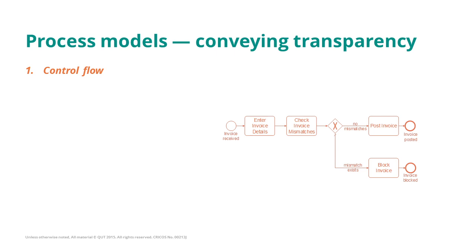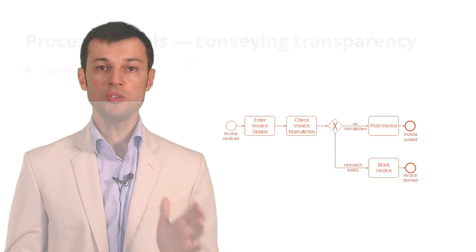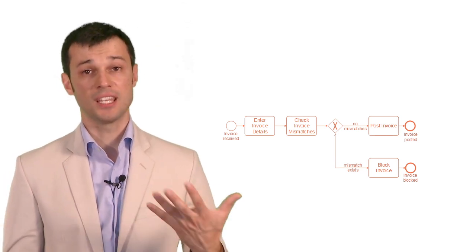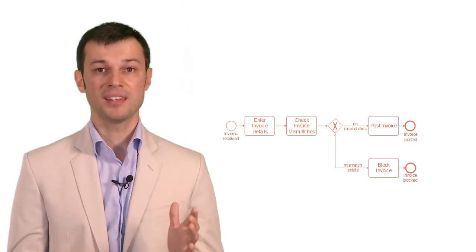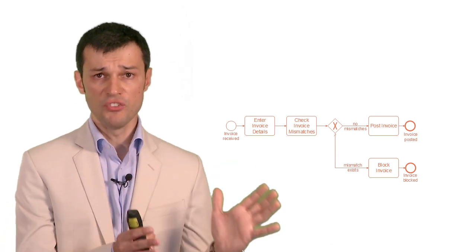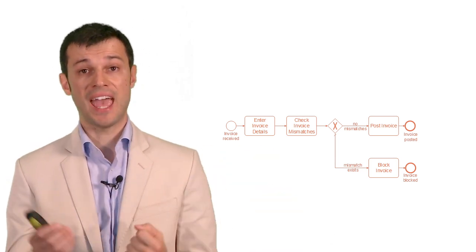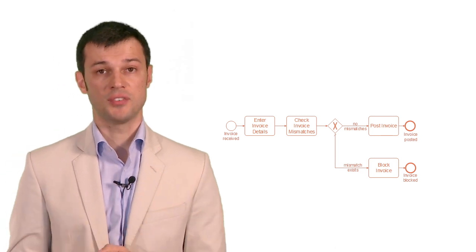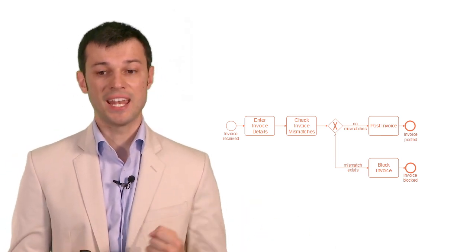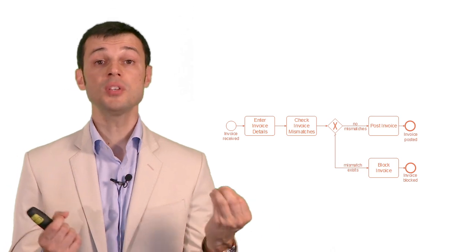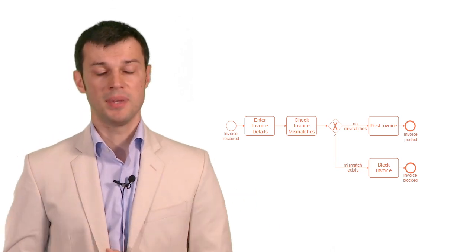Then we need to check the invoice for mismatches, and we may have two possible outcomes of these activities. On the one hand, if there are no mismatches, then we proceed with the posting of the invoice. Otherwise, if there are mismatches, we need to block the invoice. So as you can see in this simple example for handling invoices, we have represented a number of events: invoice received, invoice posted and invoice blocked, with invoice posted and invoice blocked being the two possible outcomes of this overall business process.